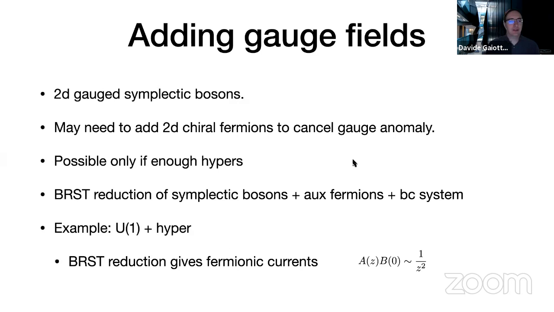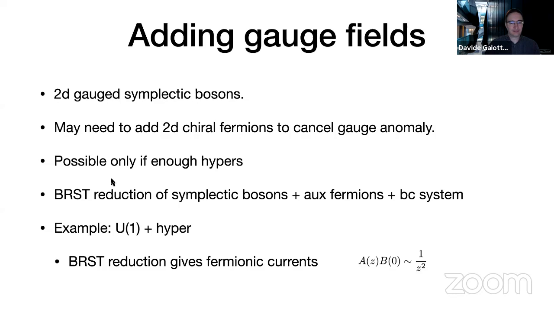Now, if you add gauge fields, you need to be a bit careful because you risk having a gauge anomaly. But usually you can add a bunch of chiral fermions to cancel it. And then the final answer is that it's a BRST reduction of the symplectic bosons from the hypers, the auxiliary fermions that cancel the gauge anomaly, and a bc system. You get the standard BRST current, something of the form c J plus b c c.